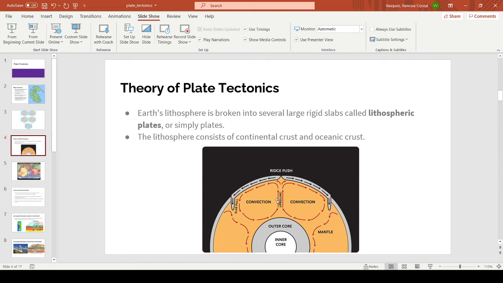As it rises to the surface, the hot magma begins to cool and is moved horizontally, and that movement is what causes the oceanic crust or the continental crust to move. And again, as the magma cools, it sinks back down and returns and repeats the same process. So the movement of the convection cell is what causes the lithospheric plates to move across Earth.